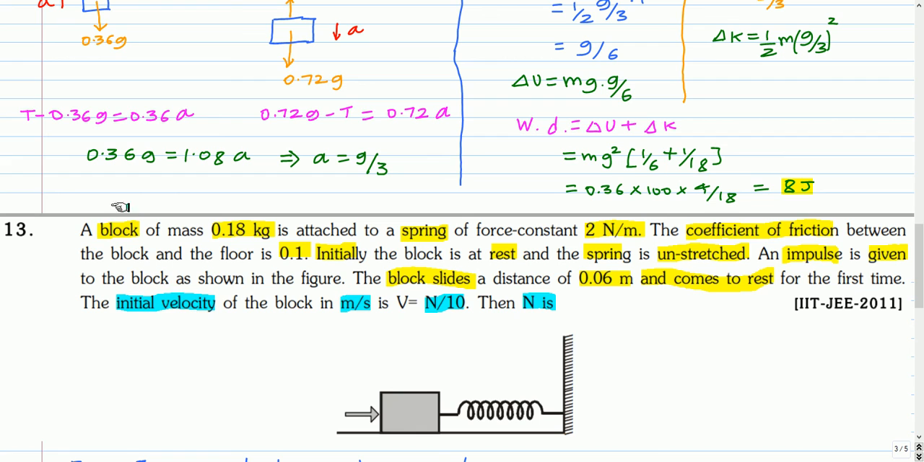This is the next question. A block of mass 0.18 kg is attached to a spring of force constant 2 Newton per meter. The coefficient of friction between the block and floor is 0.1. Initially the block is at rest and the spring is unstretched. An impulse is given to the block as shown in the figure. The block slides a distance of 0.06 meters and comes to rest for the first time. The initial velocity of the block in meters per second is v, which is equal to n by 10. Then n is?